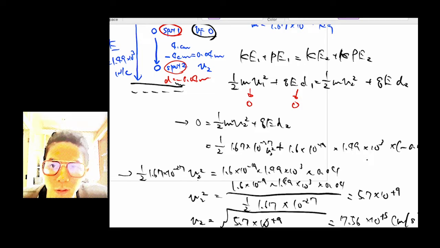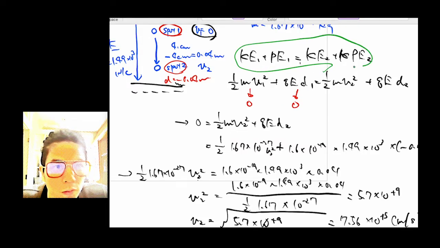Okay, so although this calculation was a little complicated, the idea is pretty simple. You always start with this equation, and what you have to do is just plug the numbers into the equation so that you can get the unknown value.